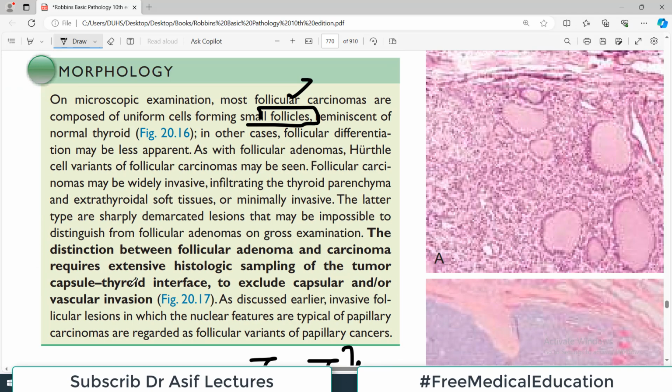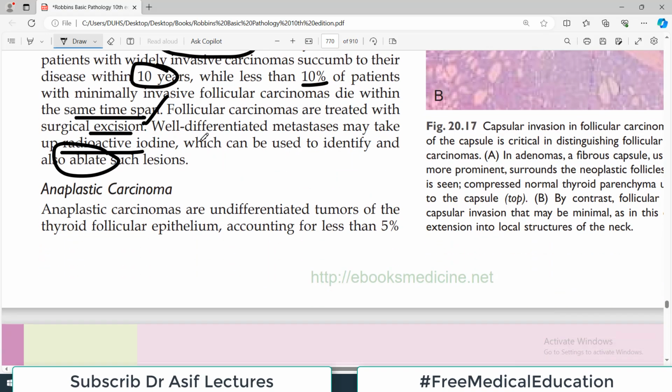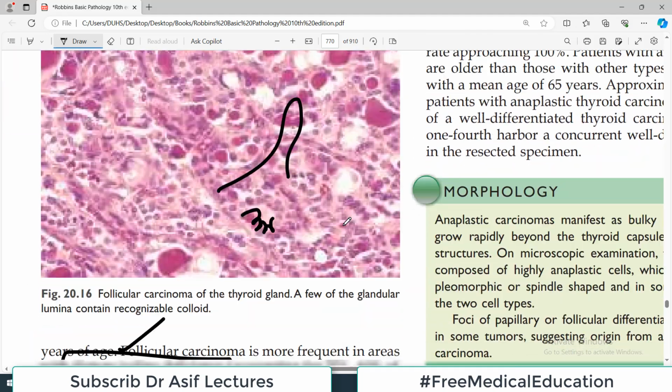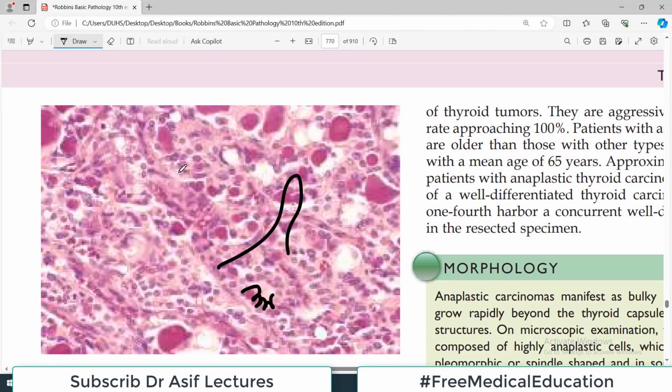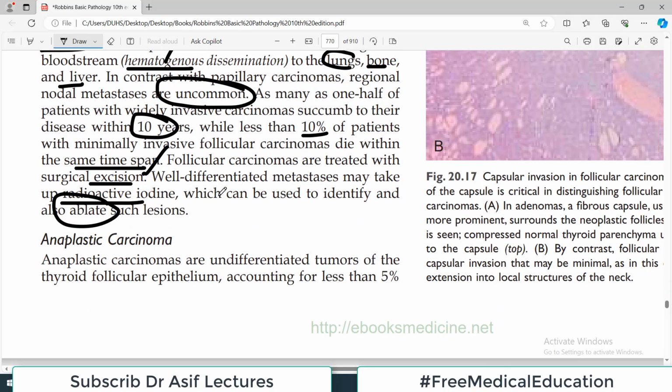Okay. The distinction between follicular adenoma and carcinoma requires extensive histological sampling of the tumor capsule. It's very important because many of the follicular cancers actually look quite alike to follicular adenomas. But if you look at the capsule very clearly, in this image, for example, the capsule is not there. But if the capsule is looked at very carefully, it will be damaged, and there will be signs of invasion. So that would then give you a hint of being a cancer rather than an adenoma.